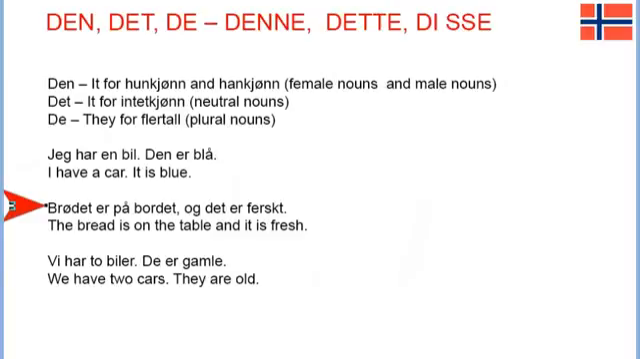Next one. Brødet er på bordet, og det er ferskt. The bread is on the table and it is fresh. Det refers to the bread, which is a neutral noun, which you see from the ending in the definite form, et. The last example. Vi har to biler. De er gamle. We have two cars. They are old. De is the pronoun you might also remember from lesson 1. It's they, regular plural.